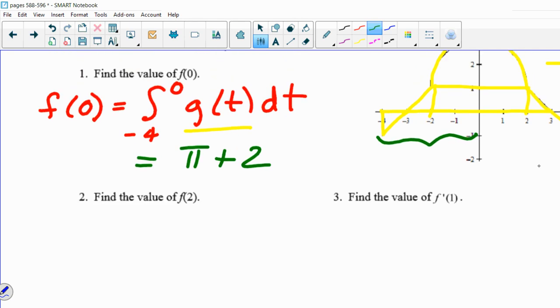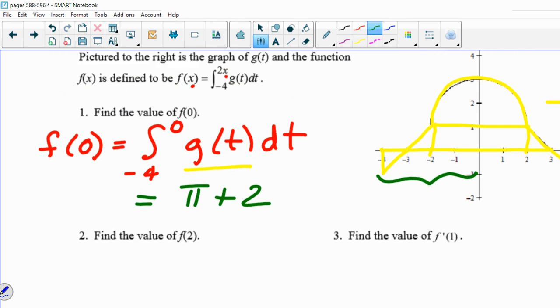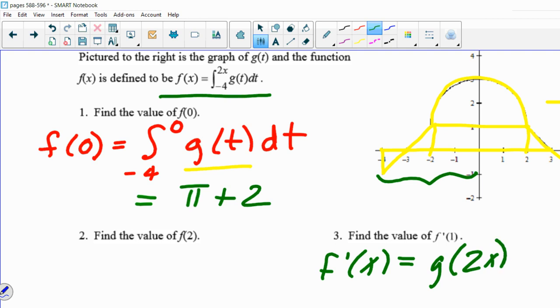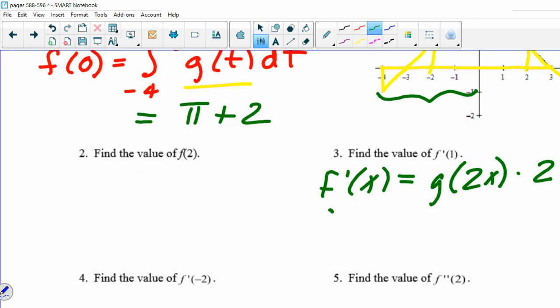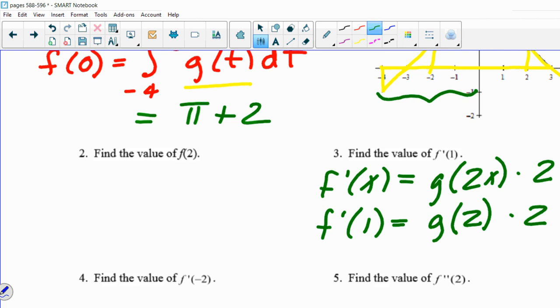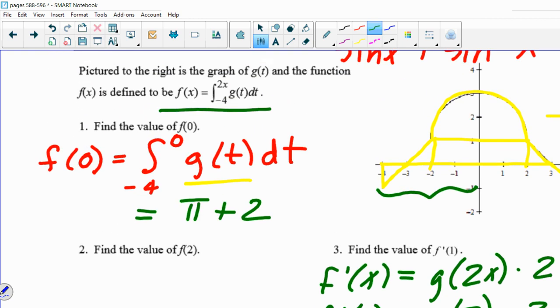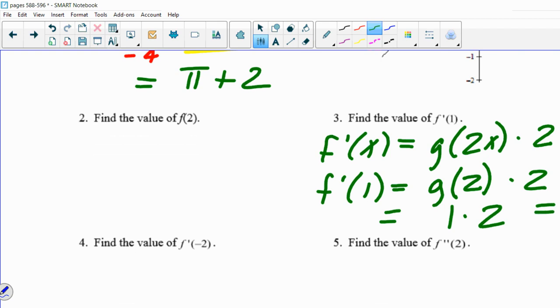Find the value of f prime of 1. All right, f of x is this. So f prime of x, you have got to find f prime of x first before you can find f prime of 1, is g of 2x times the derivative of 2x. So f prime of 1 is g of 2 times 1 times 2. Well, what's g of 2? Well, I do believe g of 2 is 1. So that's 1 times 2, which is 2.